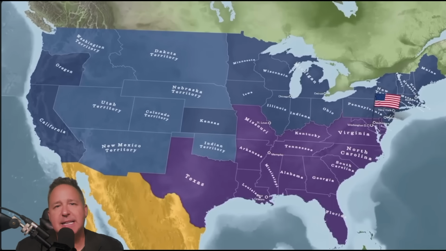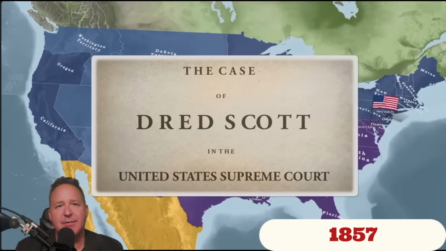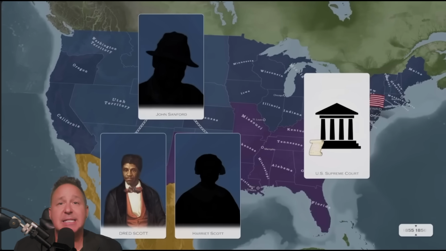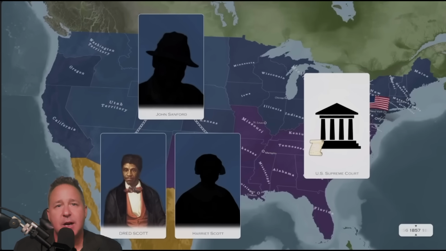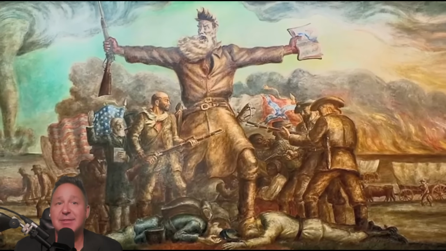Next, the Dred Scott decision in 1857. The Supreme Court ruled that enslaved people were property and had no legal rights as citizens. Of course, this made tensions even worse.